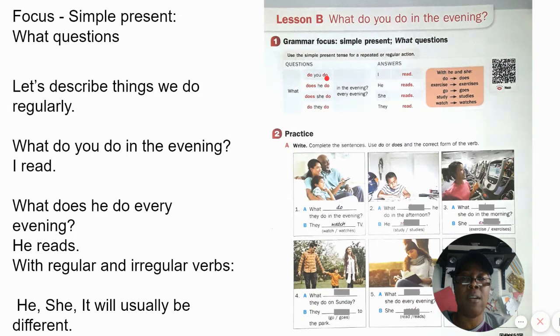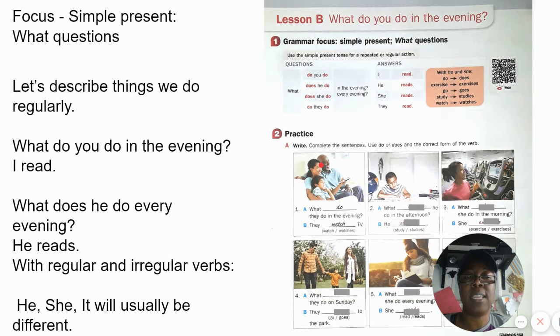What do you wear in the evening? What does he wear in the evening? What does she wear in the evening? What do they wear every evening? This verb will be the same no matter what verb it is. But this one will change to match our subject right here. What do you? What does he? What does she? What do they? Okay, it will change to match our subject.